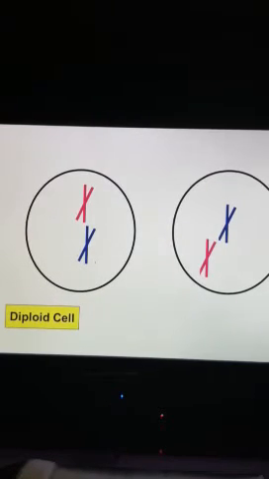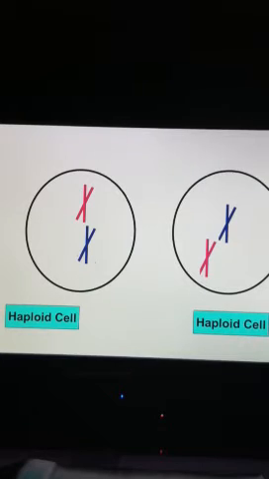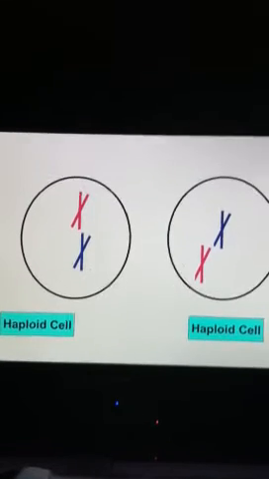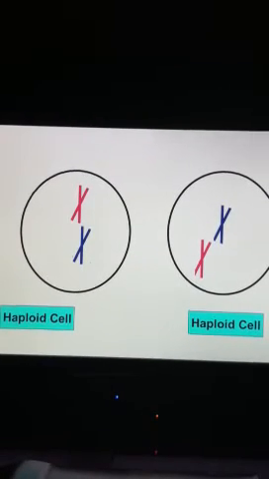Now, if you think about it, are these cells still diploid? Do they have two sets, one from the mom and one from the dad? No. These cells are now haploid. We have half the number. We started with 4 originally, and now we're down to 2. We have 2 chromosomes in each cell. Yes, they are duplicated chromosomes, but still, they're just chromosomes.